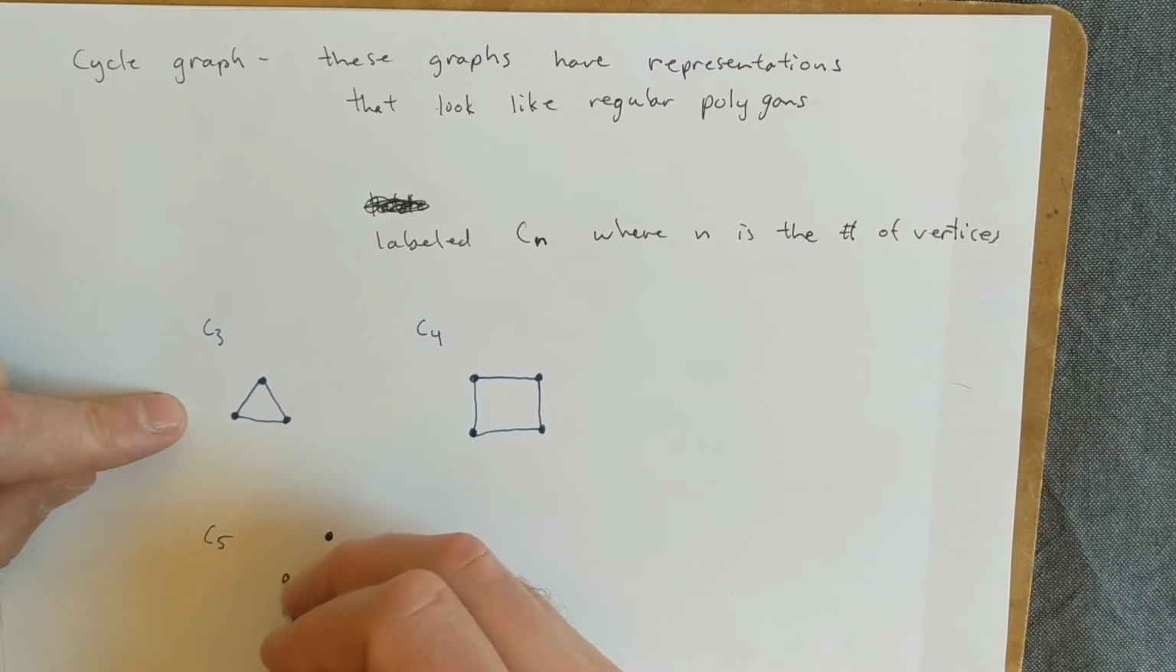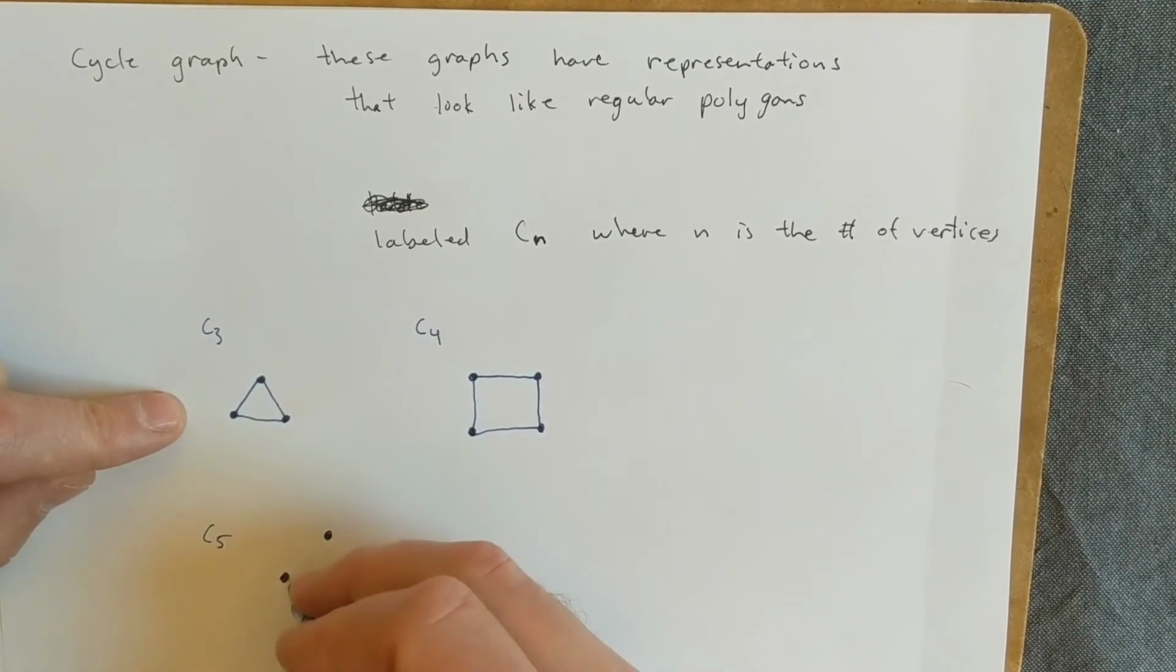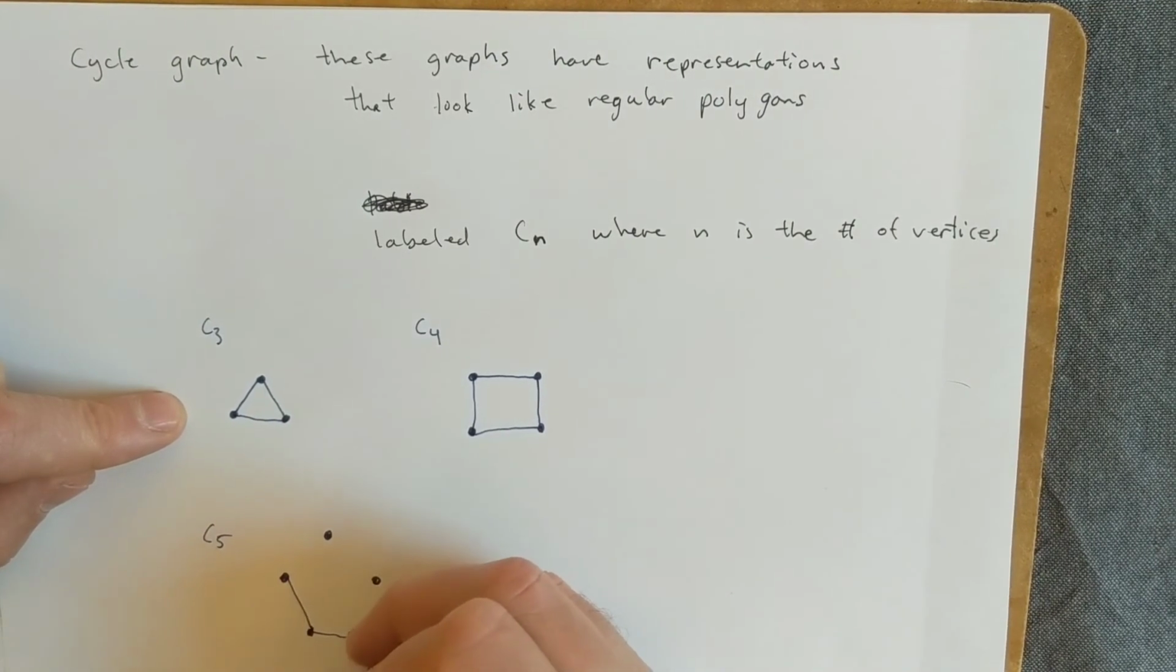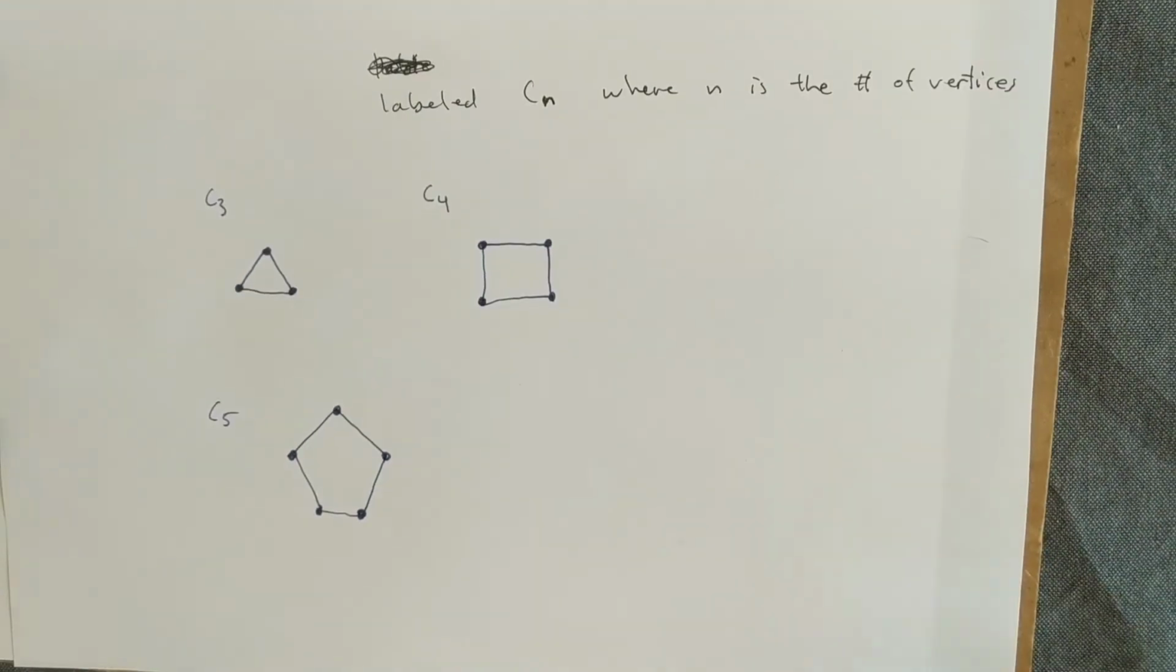And C5, similarly, I have the pentagon, but not the star shape in the middle. Right. And these are called the cycle graphs.